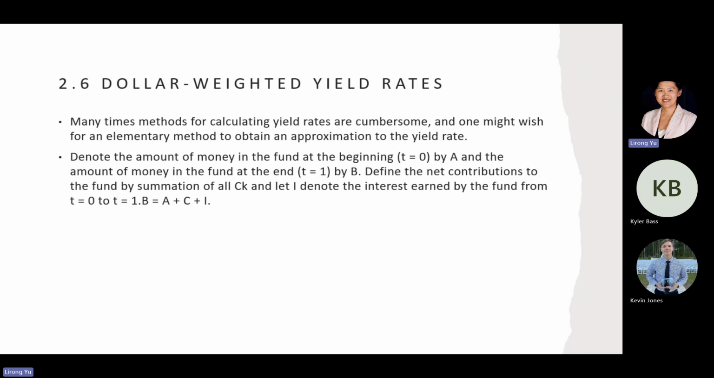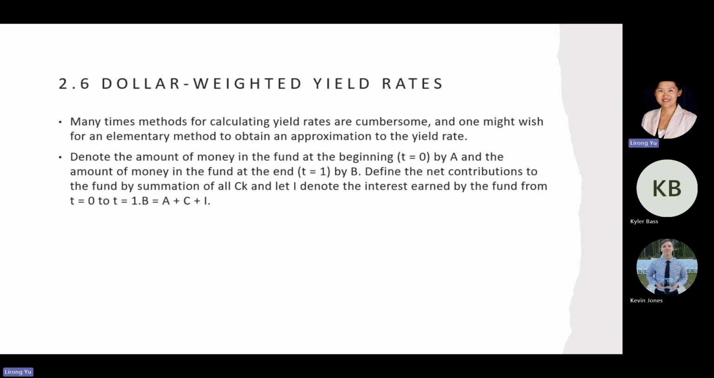All right, so we have to figure out a way to analyze the question in the dollar-weighted yield rate formula. There are a couple of letters or formula components that we need to talk about. Number one, we define letter A. A represents the amount of money you have at t equals 0. And then we define B. B represents the amount of money you have at the final time, t equals 1.